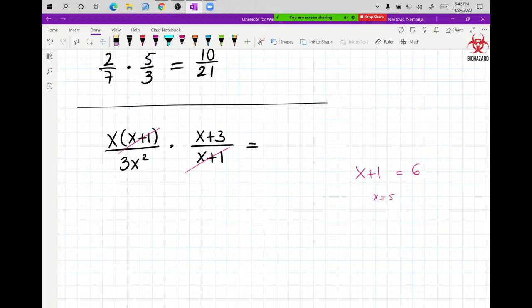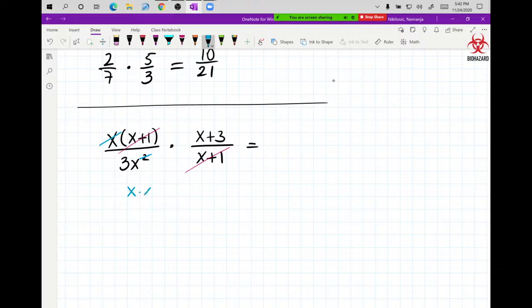So if you have two identical factors like this, they get to cancel each other out completely. Same happens here, where you cancel this x with one of the x's from x squared, right?